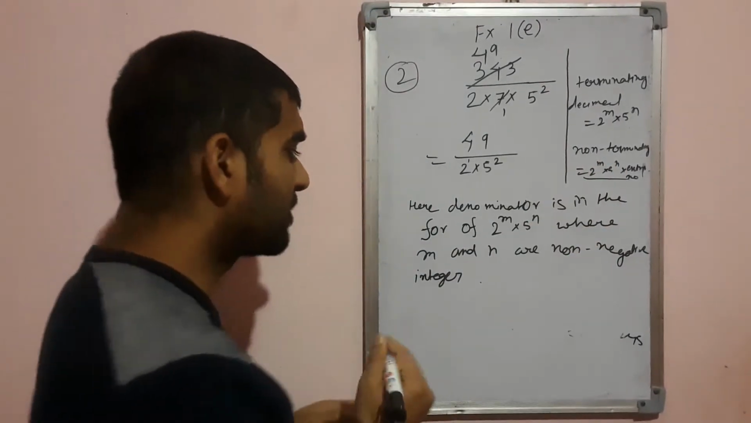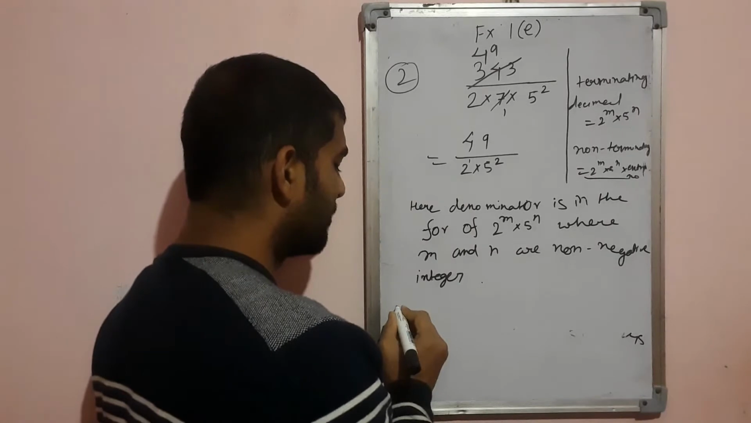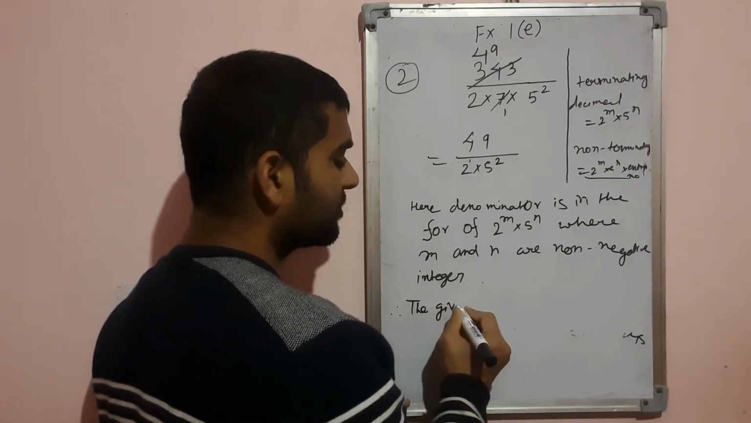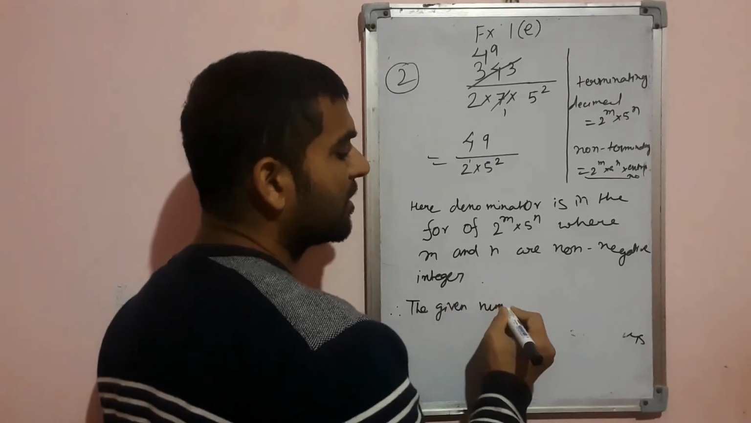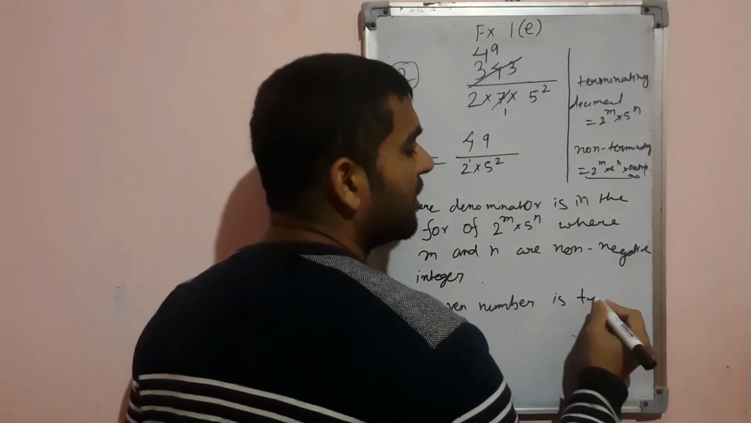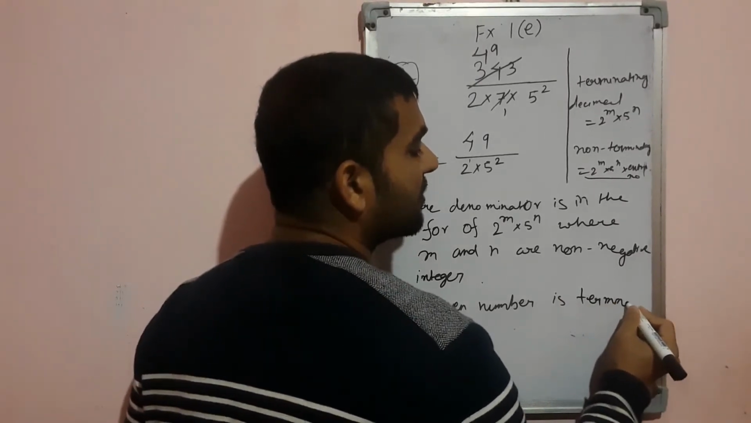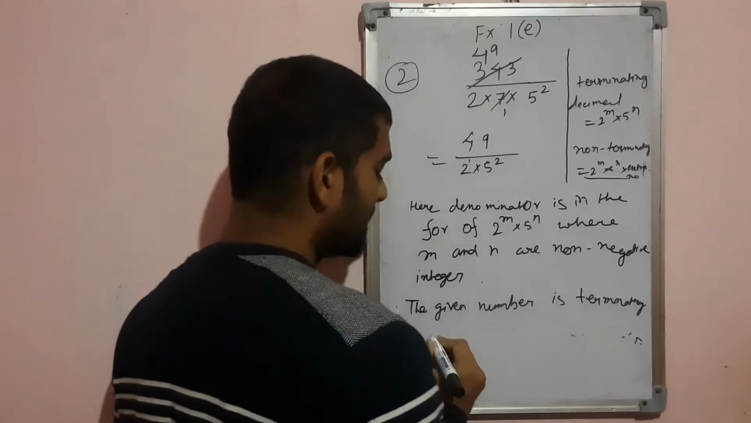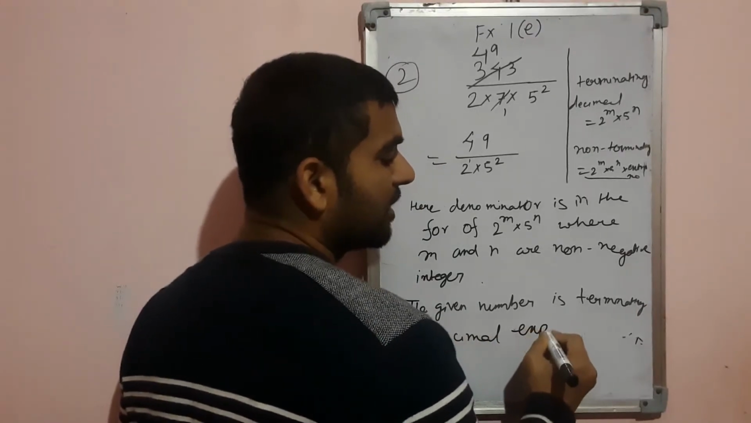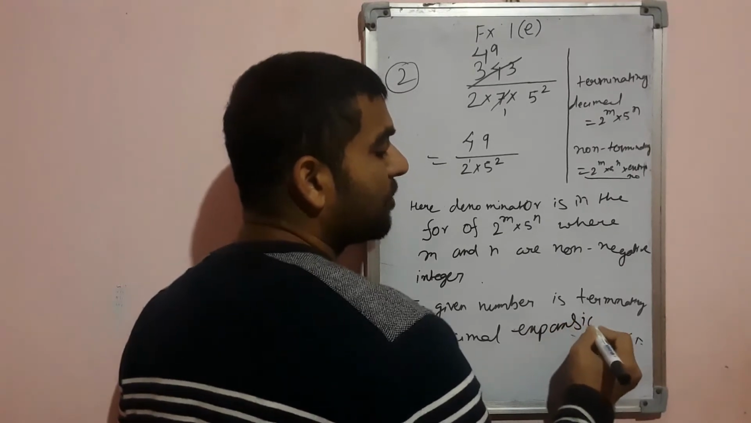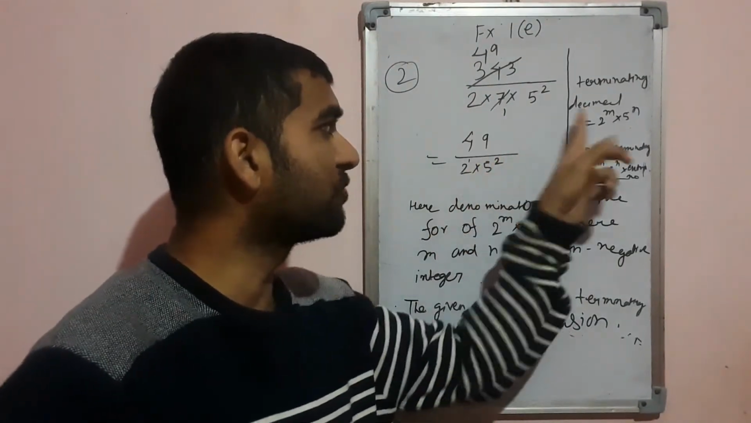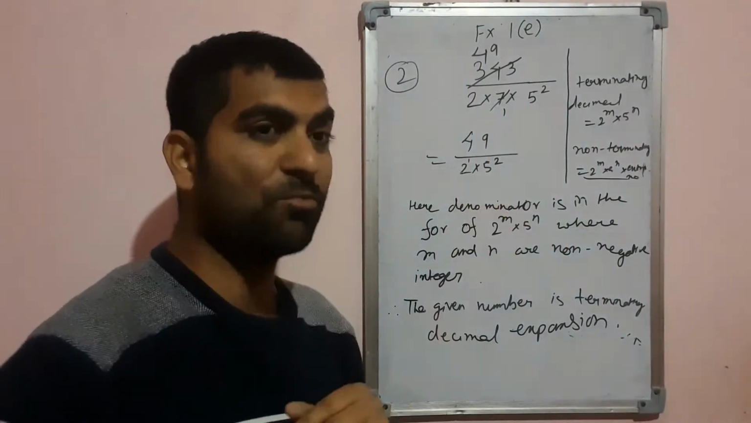So what do we write? Therefore the given number is terminating decimal expansion. Okay, how do we say that? Because its denominator, after simplifying, we are getting 2 power m, 5 power n. See, 2 and 5 only here.